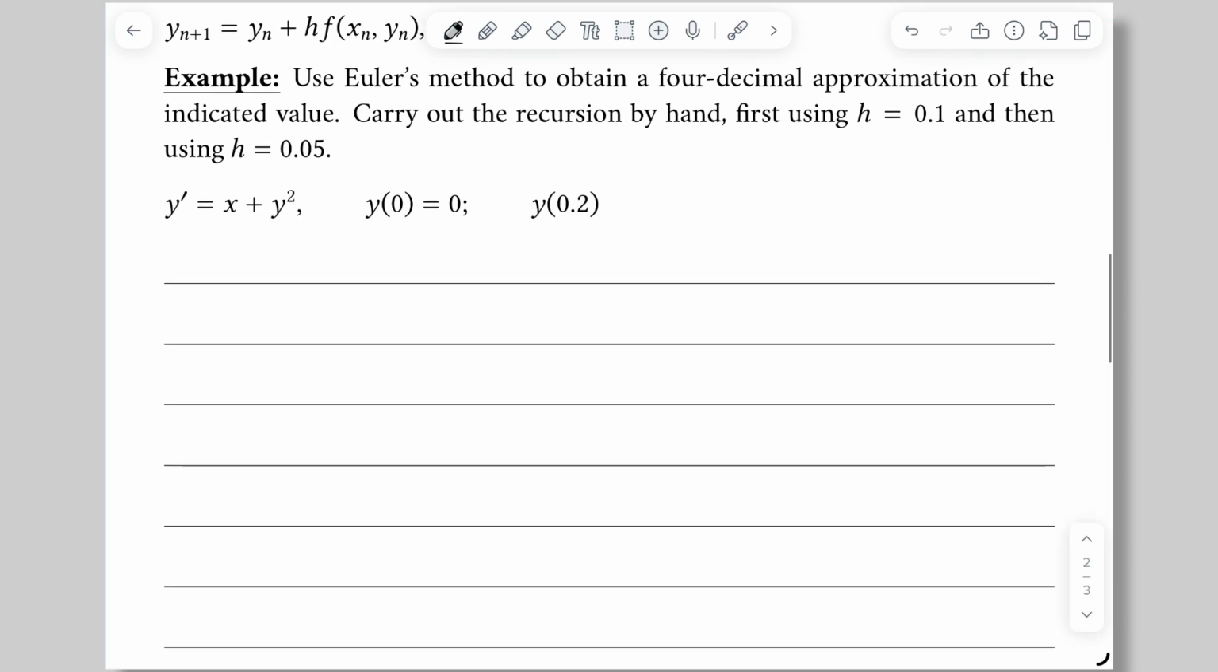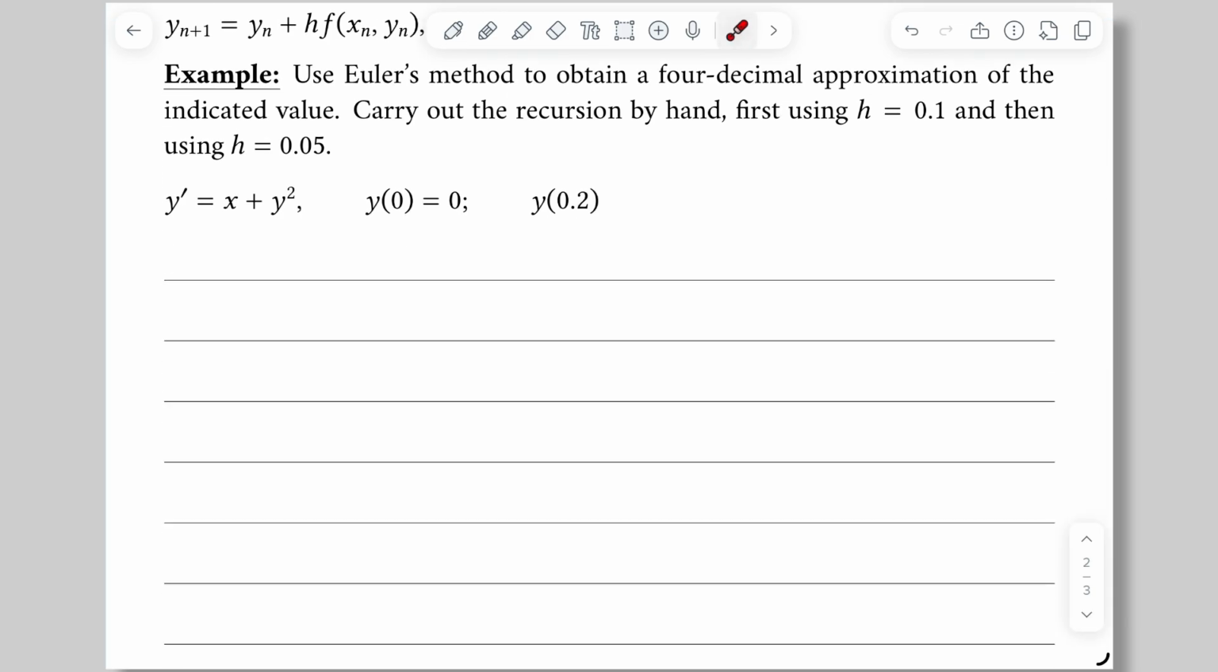Let's see what this looks like using an example. We're going to use Euler's method. We're going to get a 4-decimal approximation of the value y of 0.2 for the differential equation y prime equals x plus y squared, with the initial condition y of 0 is equal to 0. We're going to do it twice, first using a step size of 1/10 and then using a step size of 5/100. Our initial condition gives us that x0, y0 is equal to 0, 0.